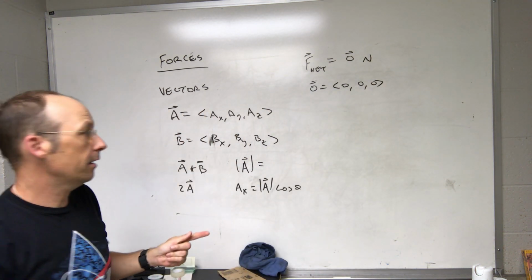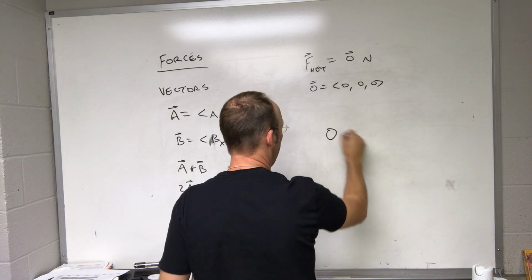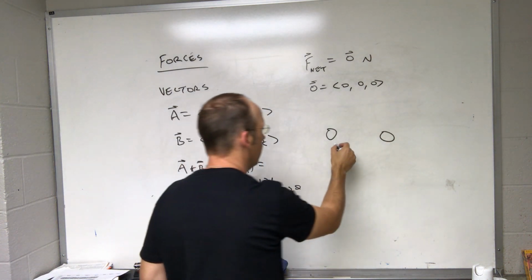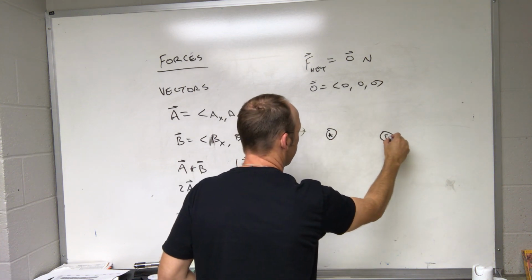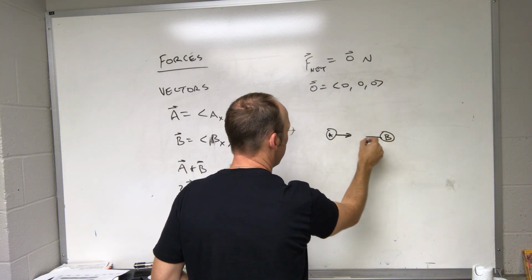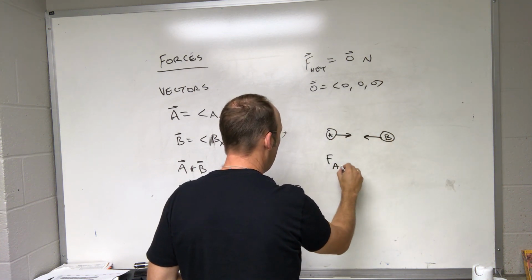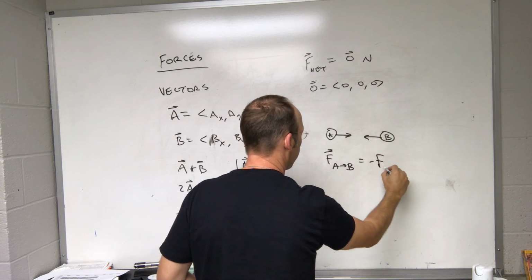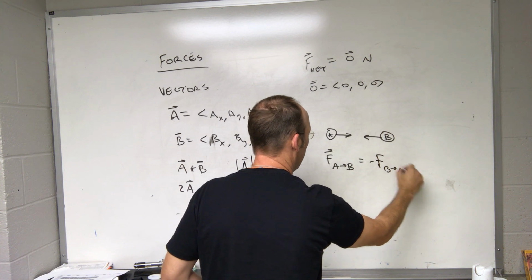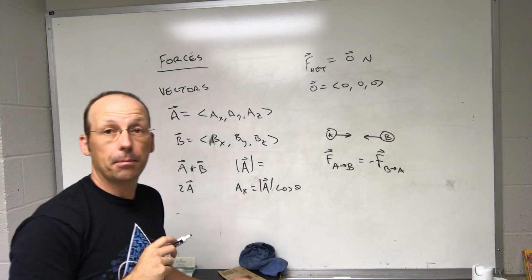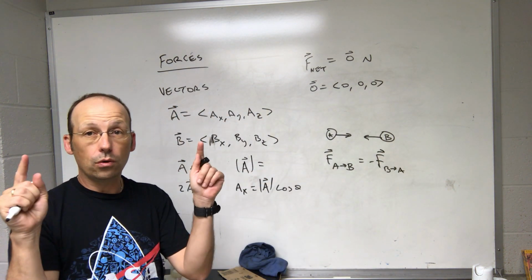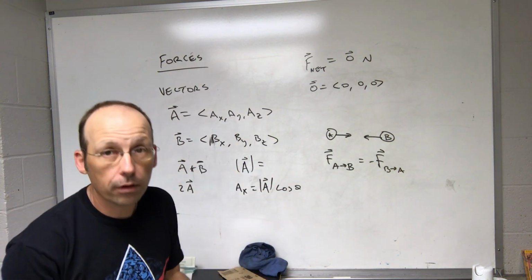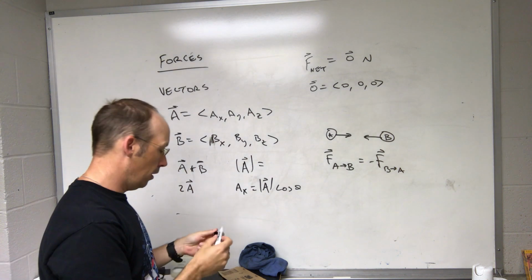There is one other thing that is important about forces. If I have two forces that are interacting, maybe gravitationally, and this is A and that's B, and they pull on each other, then the force of A pulling on B equals negative the force of B pulling on A. Forces come in pairs. There's always two, and they're equal in opposite directions. That's one of the important properties of forces.